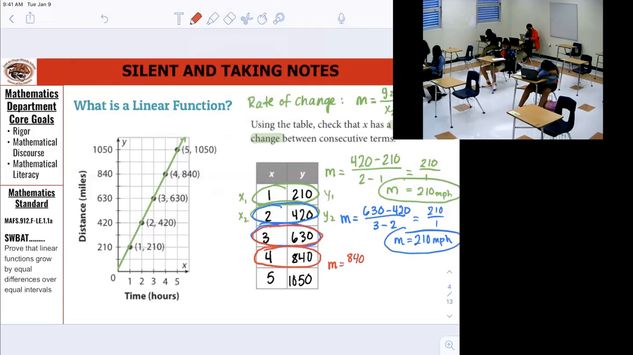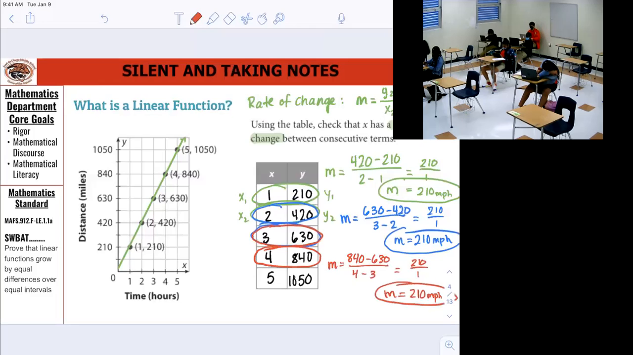So here we go. Now I have 840 minus 630, and then 4 minus 3. 840 minus 630 gives me 210. 210 again. So you might be like, Miss, this is so easy. This is so obvious. Why did we have to do this so many times? And the reason is because, of course, this one's kind of easy because you guys already know it's linear because we saw the graph.